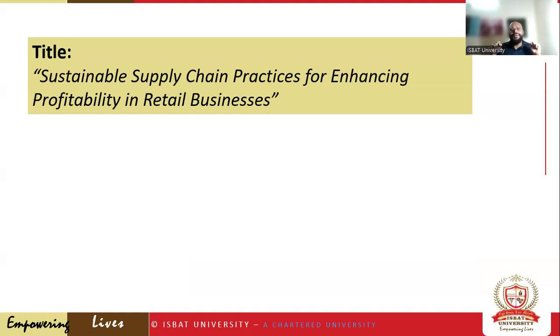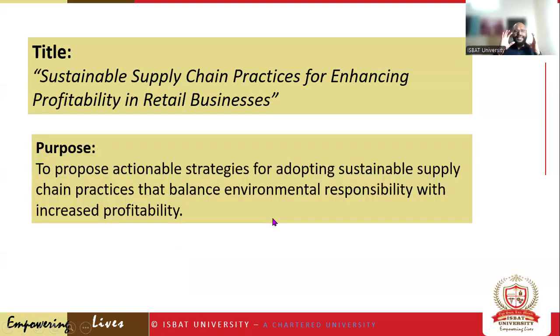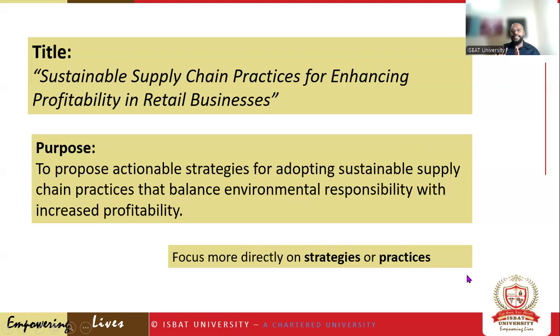This title: sustainable supply chain practices for enhancing profitability in retail business. This is a study on sustainability. The researcher is trying to set actionable strategies for the sustainability of supply chain practices, which will be environmentally responsible. You can use electric vehicles or other methods by which the carbon footprint remains low. This focuses on strategies and practices a logistics enterprise can use so that there will be a sustainable environment, which can lead to better profitability in business.